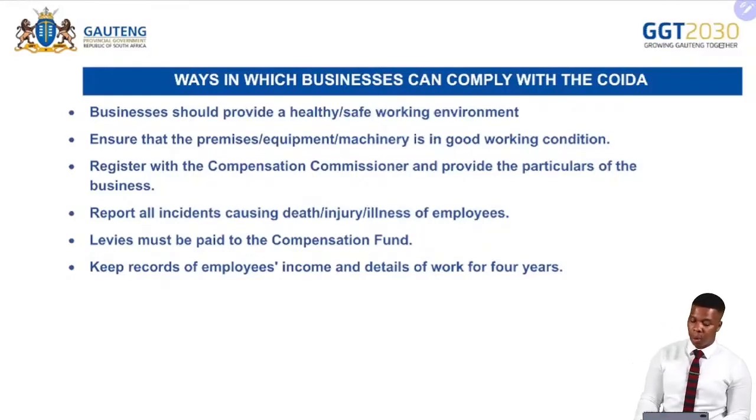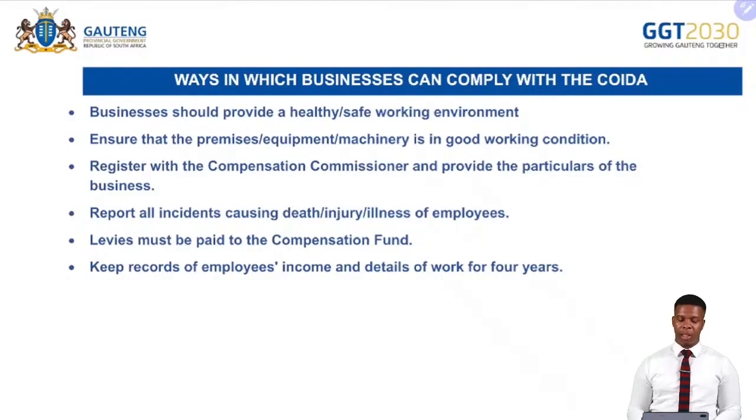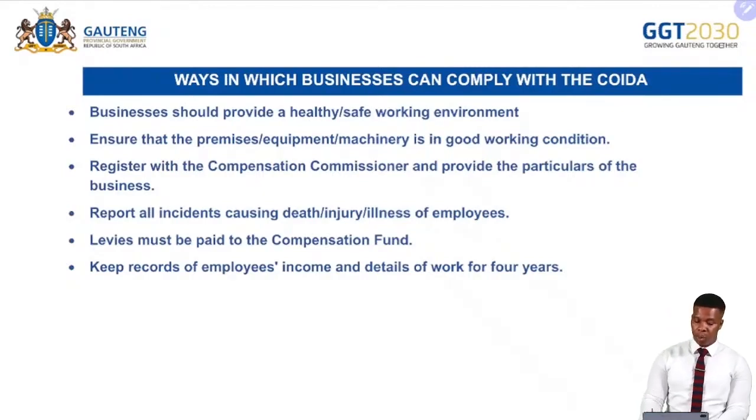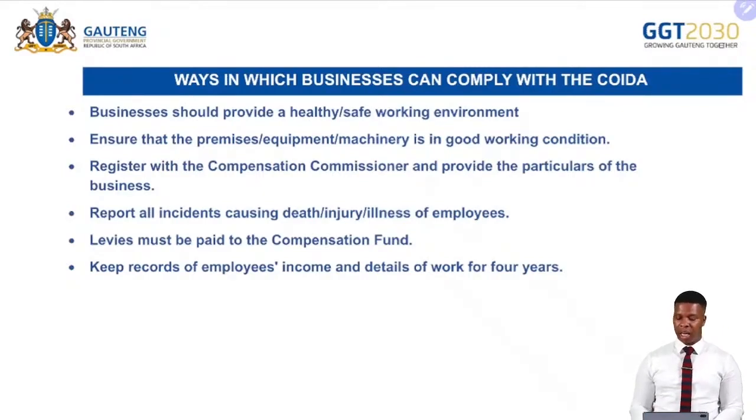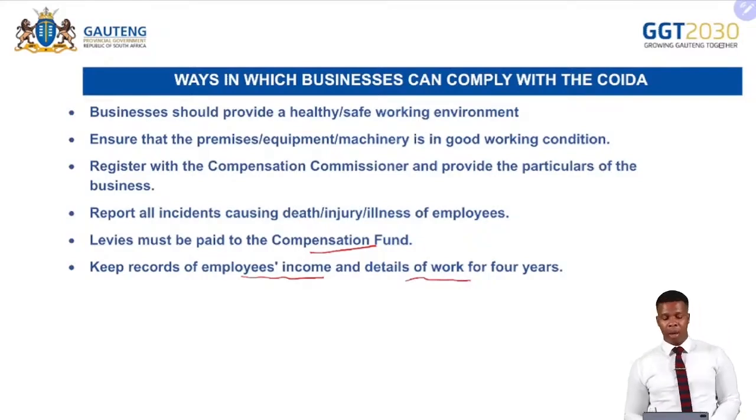Then when you look into ways to comply with COIDA, businesses should provide health and safe working environment. They should also ensure that premises or equipment or machinery is in good working condition. They should also register the compensation with the compensation commissioner and provide particulars of the business and the employees. And they should also report all incidences causing death, injury, or illness of employees. And levies must be paid to the compensation fund. Levies are paid so that workers can be covered, and they should keep record of employees' income and details of work for 4 years. So that is how the business can comply.